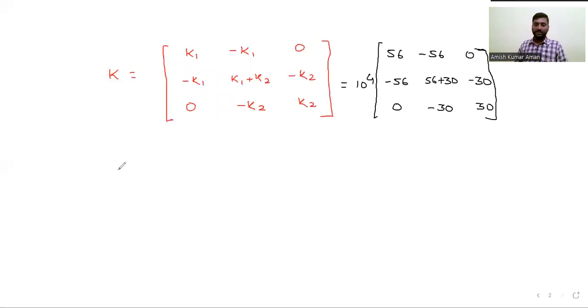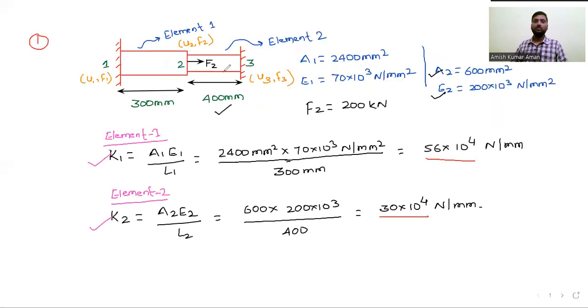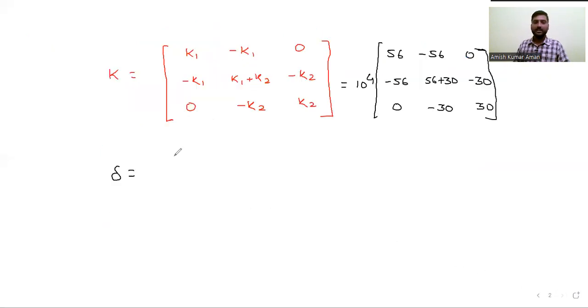Next, what do we need to find? We need to find the delta matrix. Delta matrix is the global displacement vector. What will be the global displacement vector? You can see how many nodes are there? 3 nodes. So how many global displacements will there be? There will be 3 displacements: U1, U2, U3. U1 will be at node 1, U2 at node 2 and U3 at node number 3. So we can write delta as U1, U2, U3.